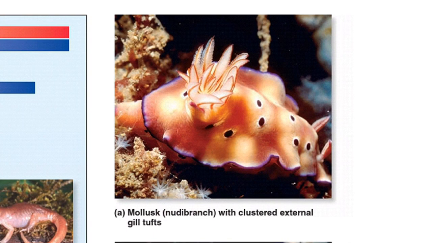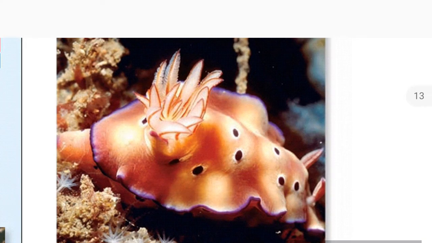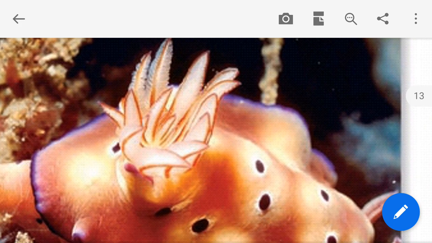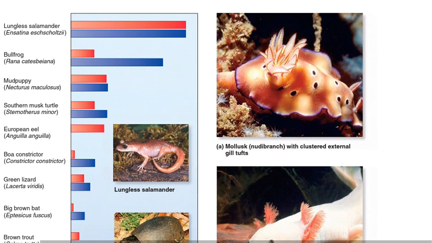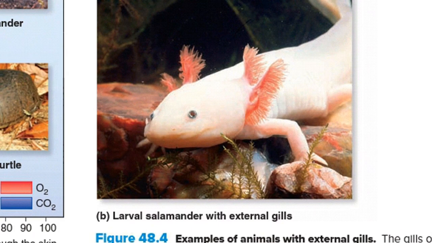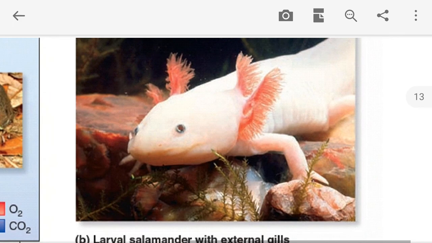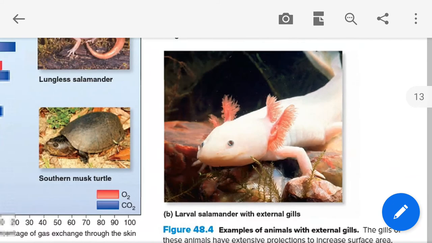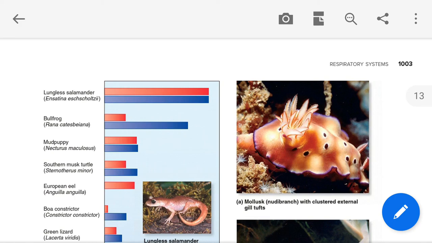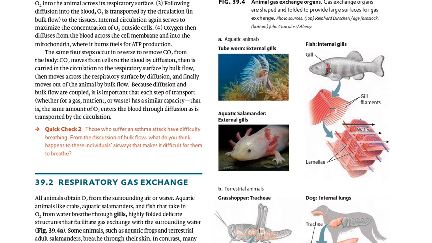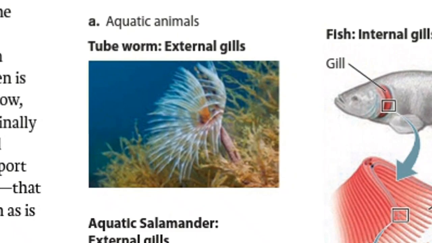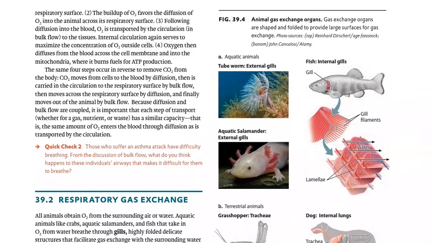Now nudibranch, one more figure with clustered external gill tufts. So here nudibranch is the mollusk, and as you can see the tuft of gills, external. Now this one is the larval salamander, meaning the salamander is in the developing stage, and as you can see on the body surface, these red ones are the external gills. Now tube worm, external gills, the same figure.